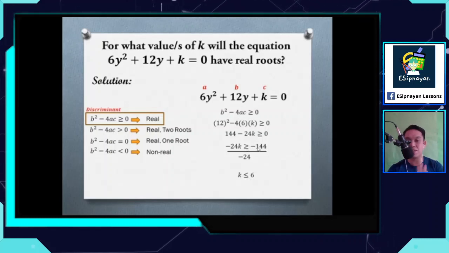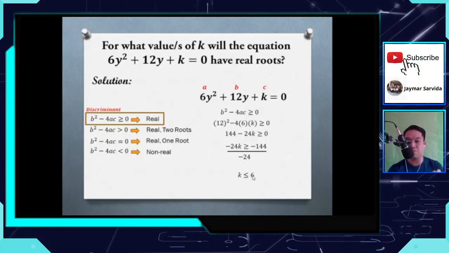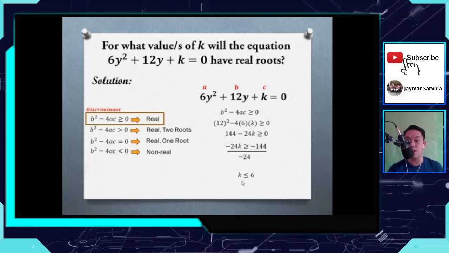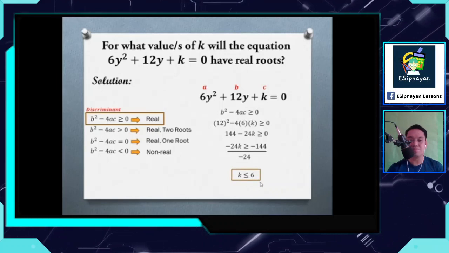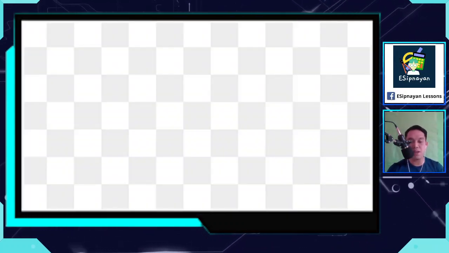Why did it become less than or equal to 6? Because the coefficient of k is negative. So the greater than or equal to will become less than or equal to. And that is the value of k. Okay, so let's have another one.